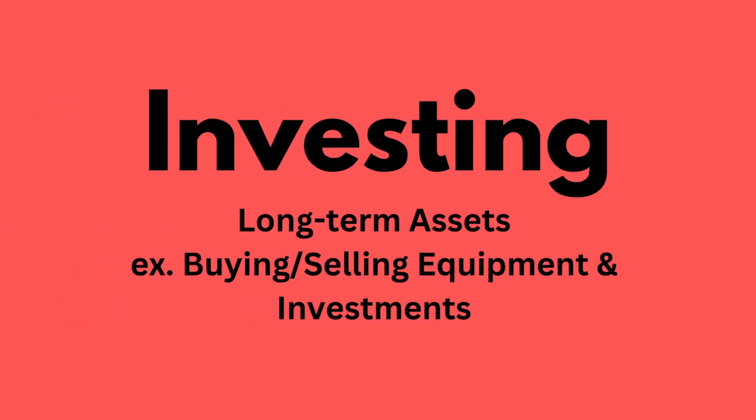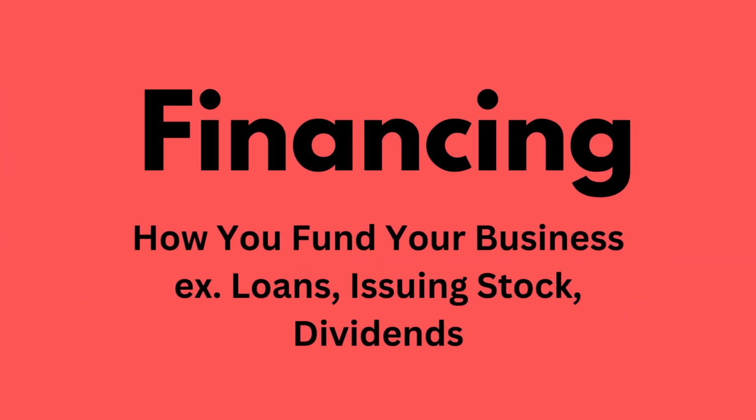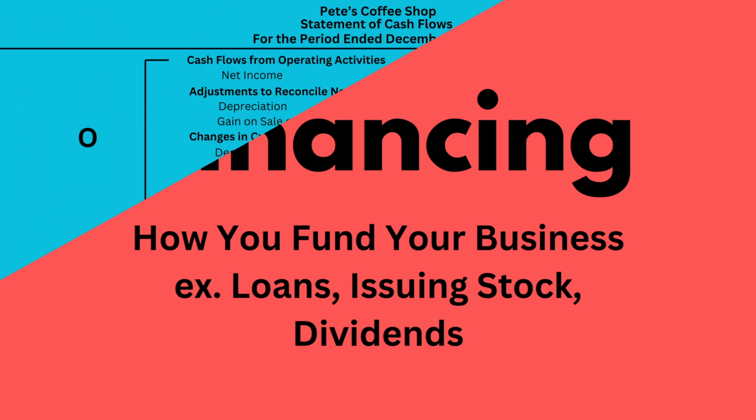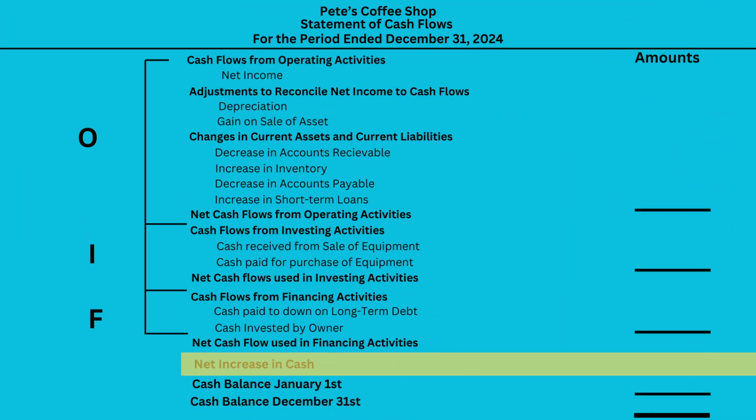Second, investing activities. This covers cash spent on long-term assets like buying new equipment, vehicles, or property. It also includes cash received from selling assets. Third is financing activities. This is cash related to how you fund your business. Loans you take out, loan repayments, and money you put into or take out of the business. When we reconcile each of these activities, we're left with a net cash inflow or net cash outflow, shown on the bottom. Let's go step by step and build a cash flow statement using an example.